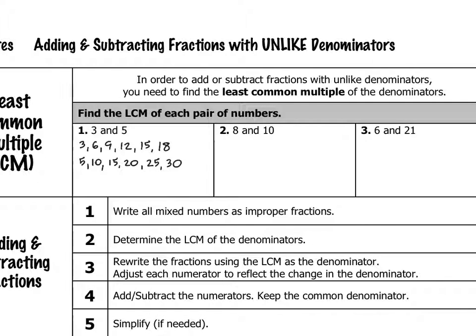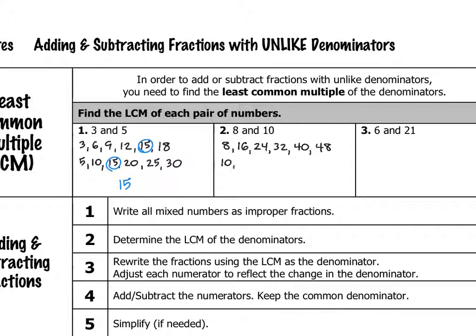Now, for most of these problems, you should be able to do this without listing the multiples out, but I just want to remind you of what multiples are. So in this case, the smallest number that's common in both lists is 15, so the LCM of 3 and 5 is 15. For 8 and 10, the multiples of 8 are 8, 16, 24, 32, 40, 48, etc.